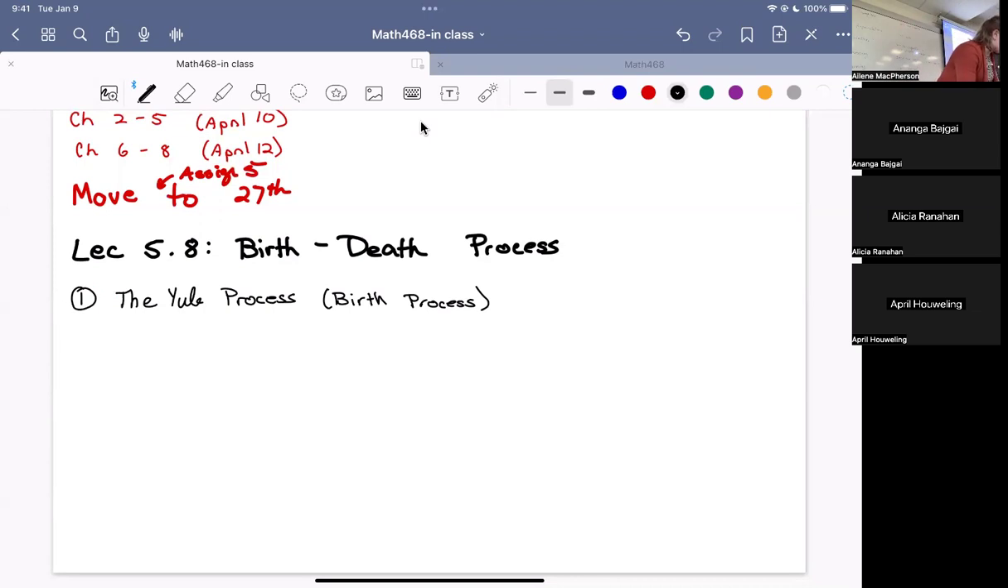Okay, so this model follows the quantity N of T, which is the number of species present at time T. And what Yule wanted to track was the arrival of specific mutations, as he called them.